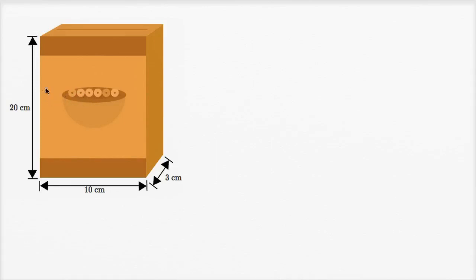So let's do that. The front of the box is 20 centimeters tall and 10 centimeters wide. It's a rectangle, so to figure out its area, we can just multiply 20 centimeters times 10 centimeters, and that's going to give us 200 square centimeters. That's the area of the front. And let me write it over here as well, 200.